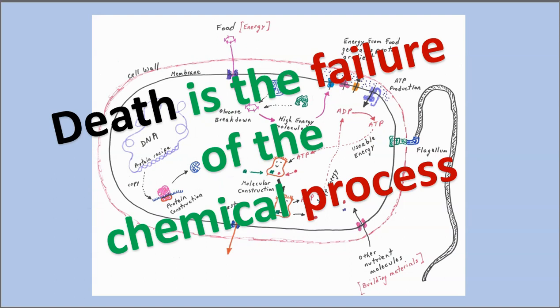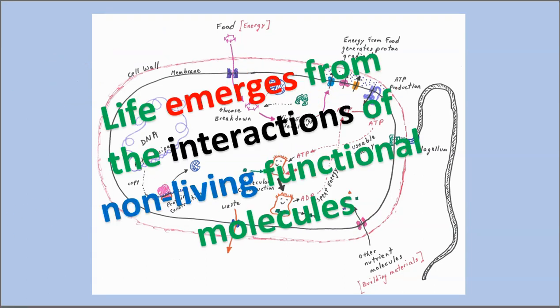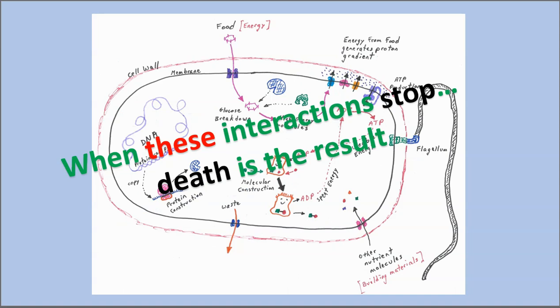Death, then, is the failure of the chemical process. Each of these proteins is a functional part. It's a part with a purpose. It's doing an important job. So life emerges from the interactions of non-living functional molecules. When these interactions stop, death is the result.